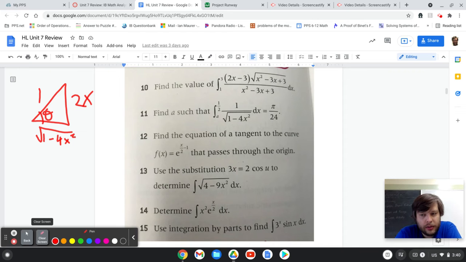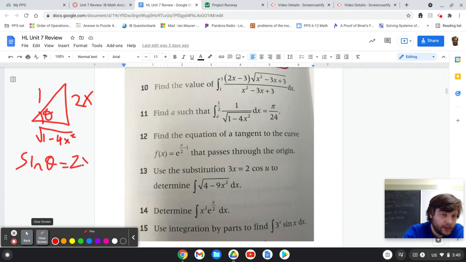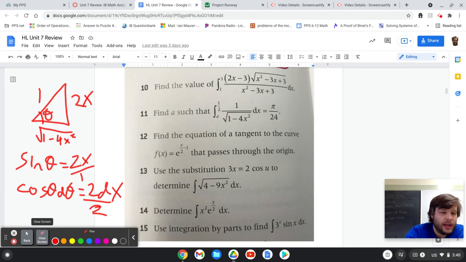So then what we need to do is figure out how we're going to substitute for the integrand and for dx. So let's set up sine of theta would be 2x over 1. And so then that means cosine theta d theta is 2 dx. And so I can just divide by 2 to get my substitution for dx, and that's great.